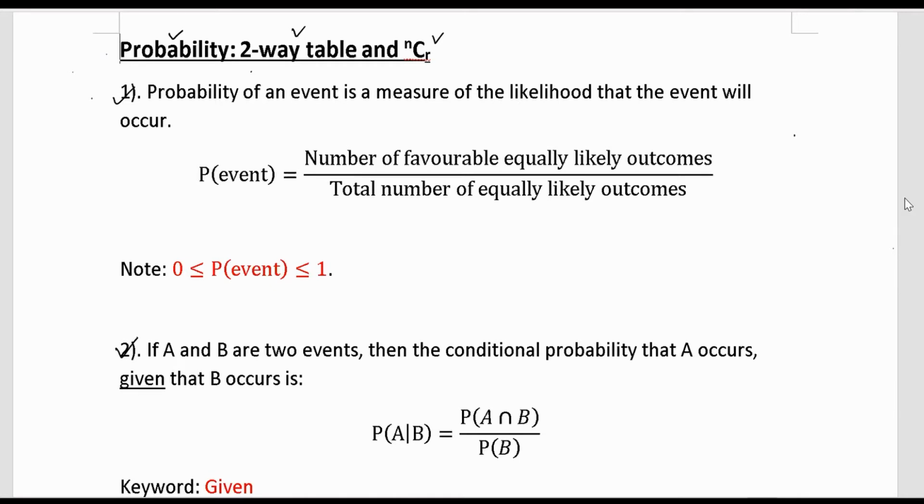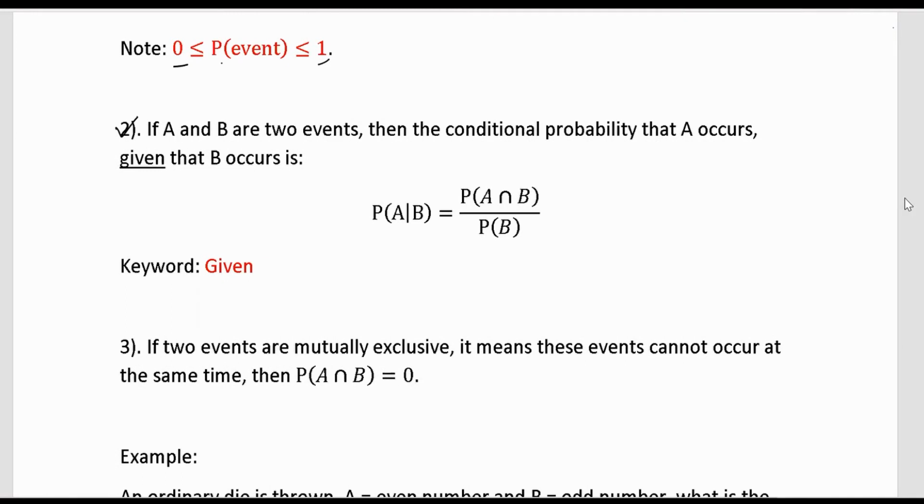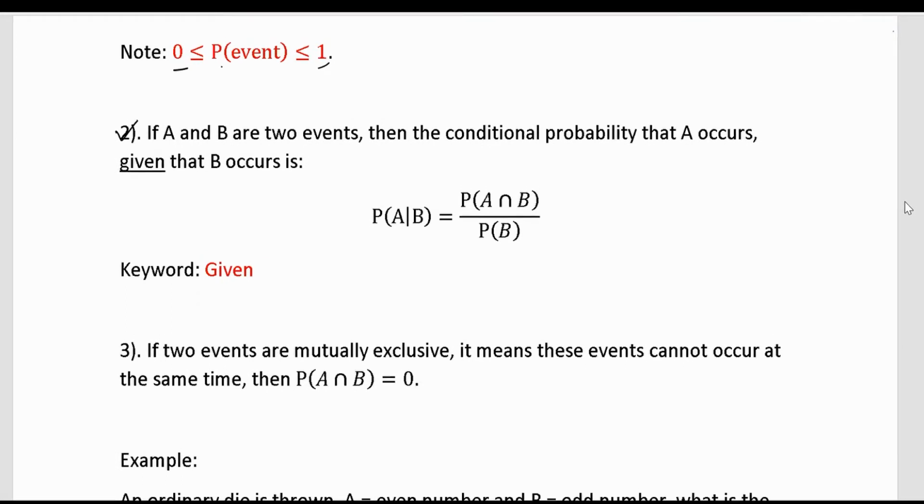What does it mean by probability of an event? It is the number of outcomes for that event divided by the total number of outcomes. That will be the probability. Please note that the probability will always lie between 0 and 1. The second point, conditional probability, means A given that B has occurred, and this is the formula. When you read the exam questions, it is important to refer to the keyword given.